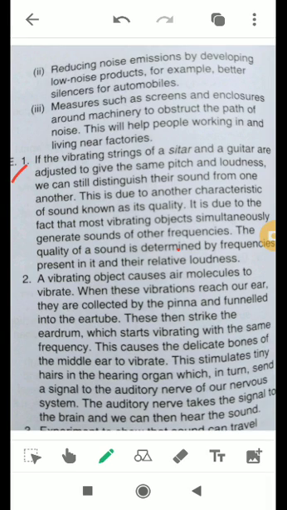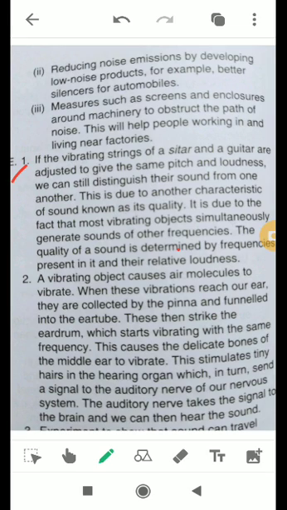Come to question number 2. Explain how sound produced by a vibrating object reaches your ears. What happens after it enters the ears? A vibrating object causes air molecules to vibrate. When these vibrations reach our ear, they are collected by the pinna and funneled into the ear tube. This then strikes the eardrum, which starts vibrating with the same frequency. This causes the delicate bones of the middle ear to vibrate. This stimulates tiny hairs in the hearing organ, which in turn send a signal to the auditory nerves of our nervous system. The auditory nerves take the signal to the brain and we can then hear the sound.